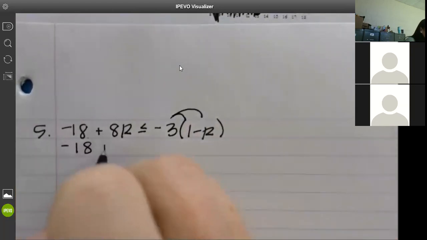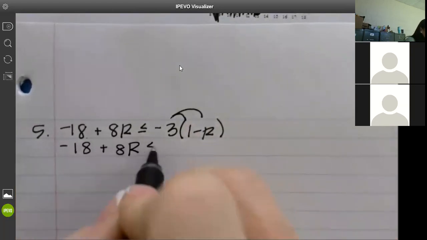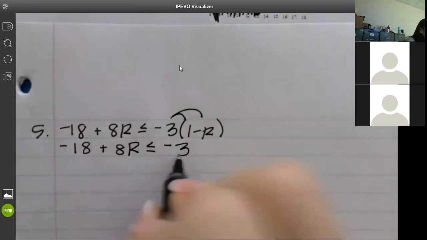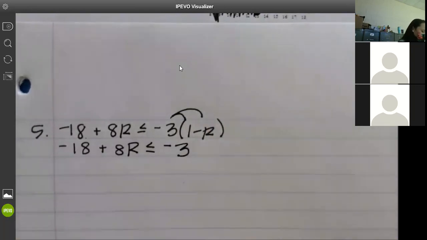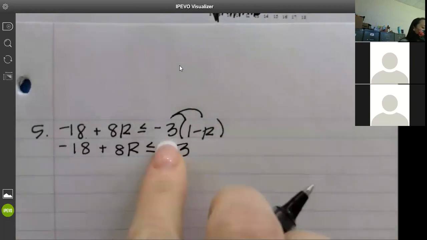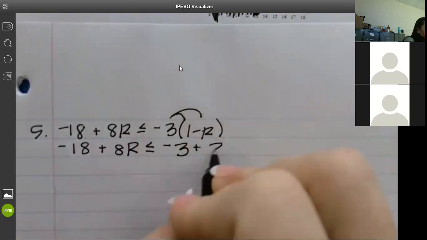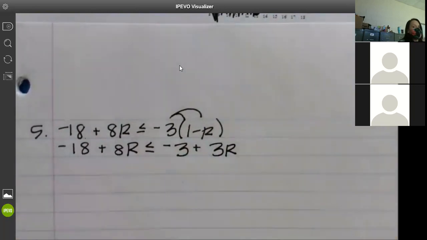So negative 18 plus 8r is less than or equal to. Negative 3 times 1 is negative 3. Negative 3 times negative r. Negative times negative makes a positive. And then 3 times r is 3r.